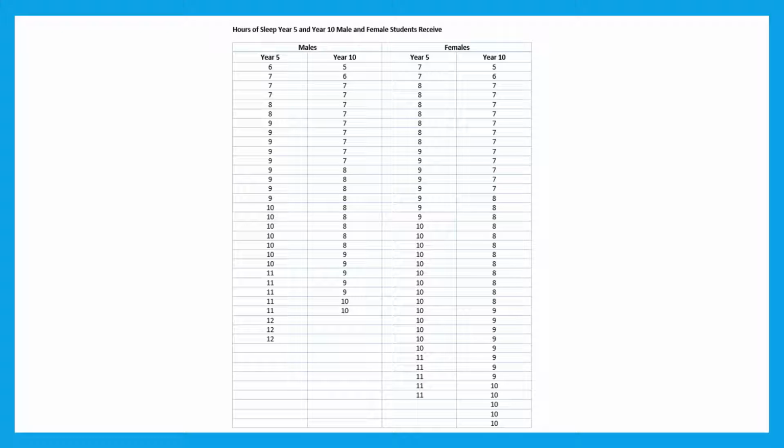This table clearly sets out the 4 groups of the investigation, which include Year 5 males, Year 10 males, Year 5 females and Year 10 females. The table shows that the data for each group is not completely balanced, however it is very close and comparisons can still be made. The table shows the hours of sleep each group receives from smallest to largest, which makes observing similarities and differences more distinct.